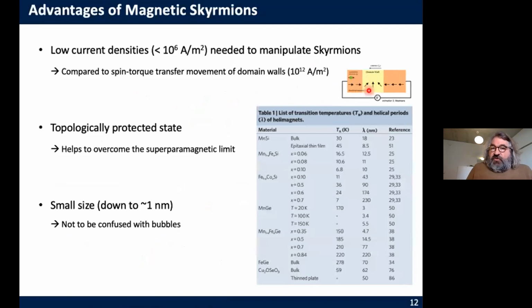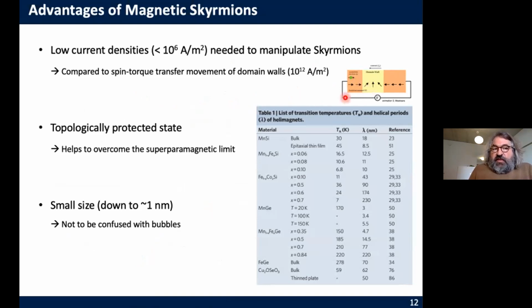So what are the advantages of skyrmions? Why are we doing this? Well, compared to spin transfer torque induced motion of domain walls, the required current densities are several orders, in fact, more than 6 orders of magnitude smaller. So the manipulation of skyrmions gives rise to this proposal of a racetrack memory type scheme.